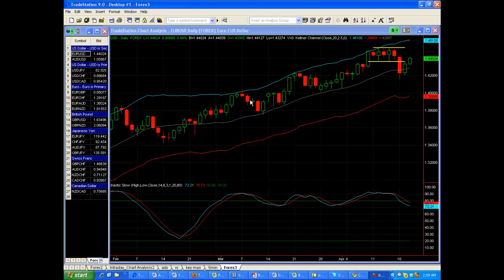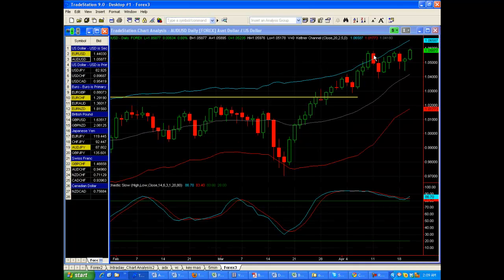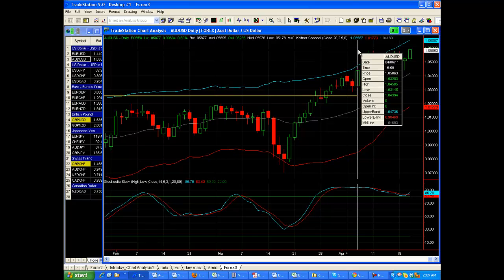This is Forex analysis for Wednesday, April 20th, 2011. Start with the euro. Stops were moved on the euro to just over the moving average. That got stopped out on Tuesday. No setup here. Aussie dollar looks like it may want to break here.